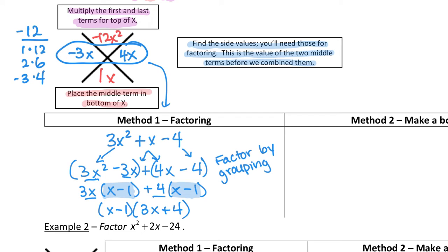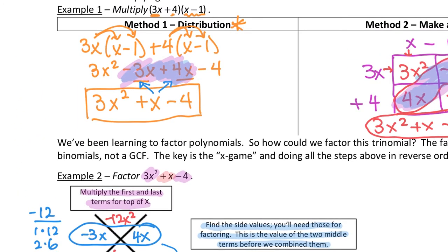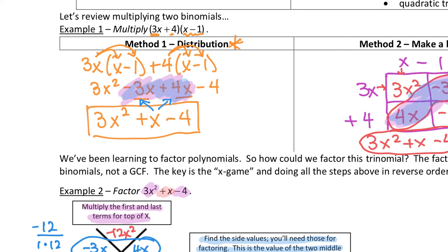If we look at our original problem, x minus 1, 3x plus 4, even though it's reversed, we can see it is the same answer. So I've got the same answer as my original two binomials, x minus 1 and 3x plus 4.